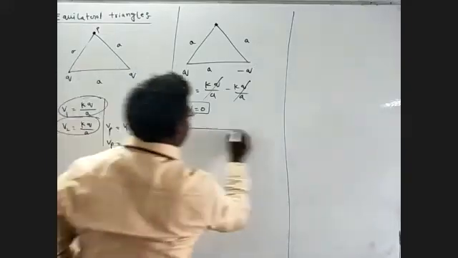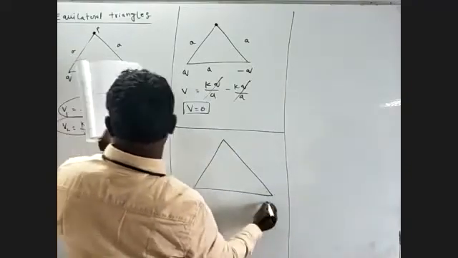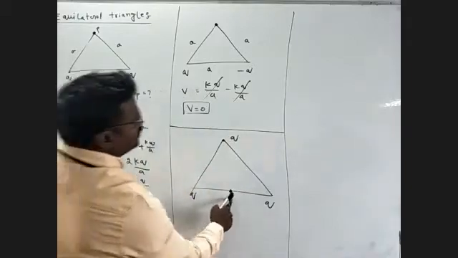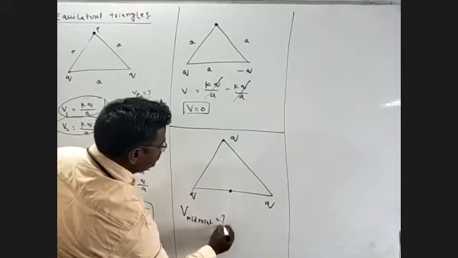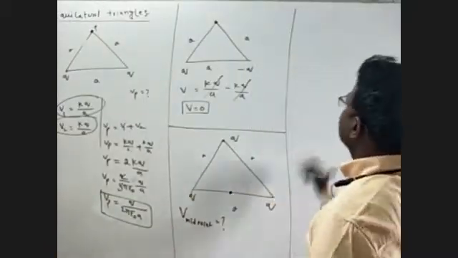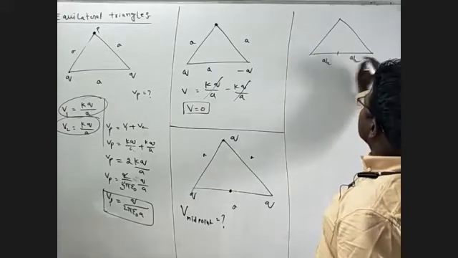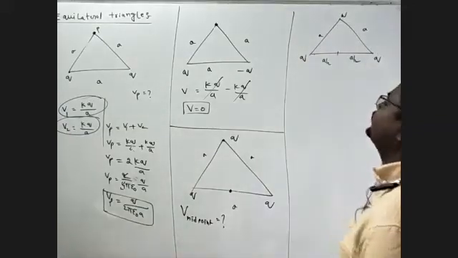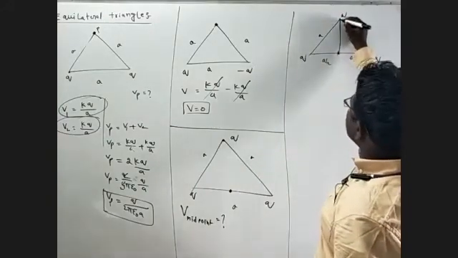Next model. There are three charges Q. We have to find the electric potential at the midpoint. The distance between the charges is A, so the midpoint divides it into A by 2 and A by 2. What is the distance from here to here?